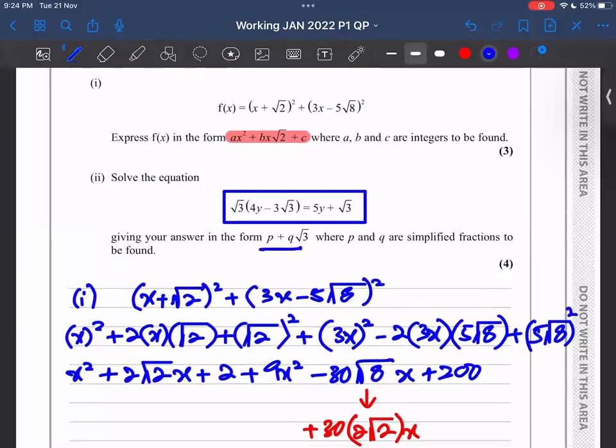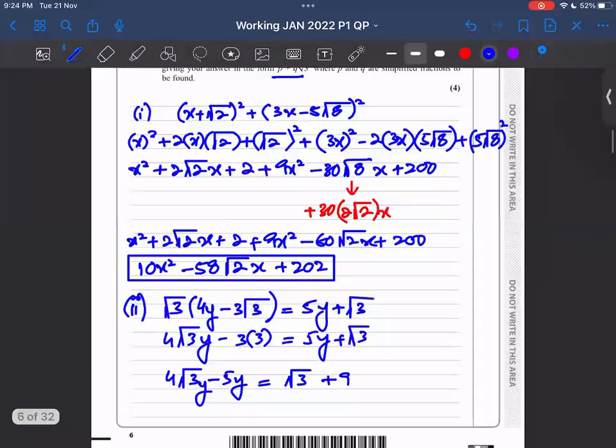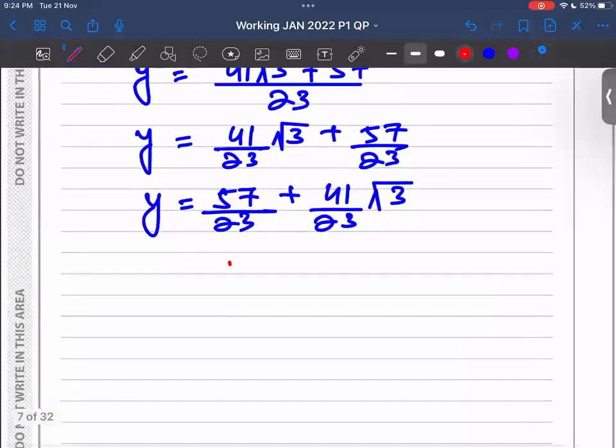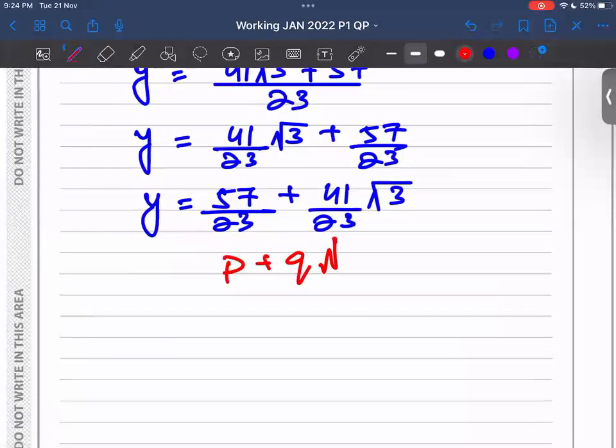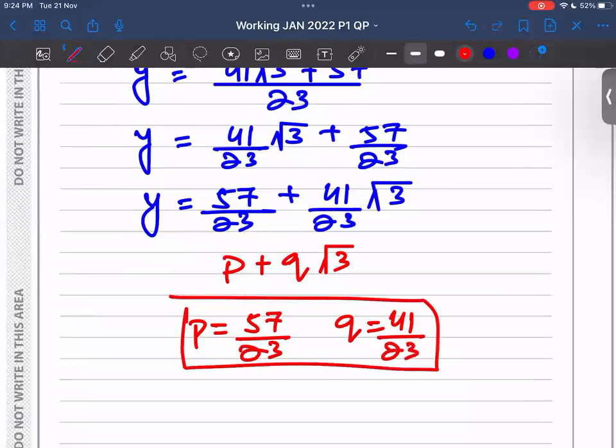And P and Q are simplified fractions to be found. So if I can say P plus Q root 3, if I just compare it, I'm going to have P value as 57 over 23 and Q as 41 over 23. This is going to be your final answer.